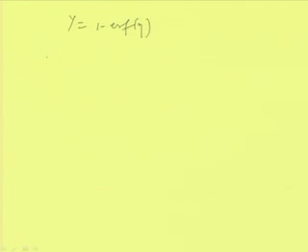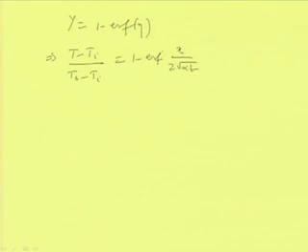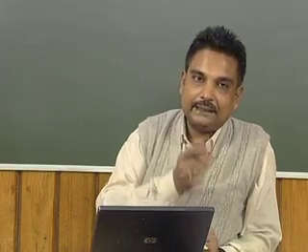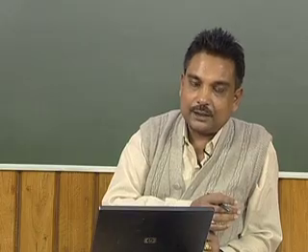Therefore, we can write T minus T I by T naught minus T I is equal to 1 minus error of x by 2 root over alpha t. So, this gives the temperature profile when a semi-infinite solid has one surface that is suddenly subjected to a constant temperature of T naught, while initially the temperature was Ti.